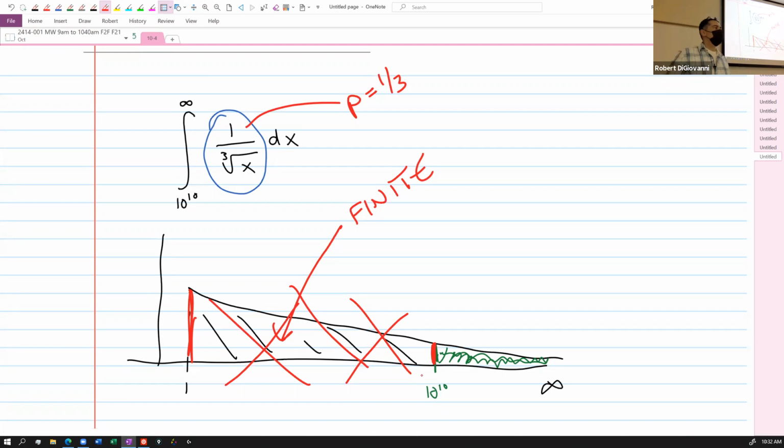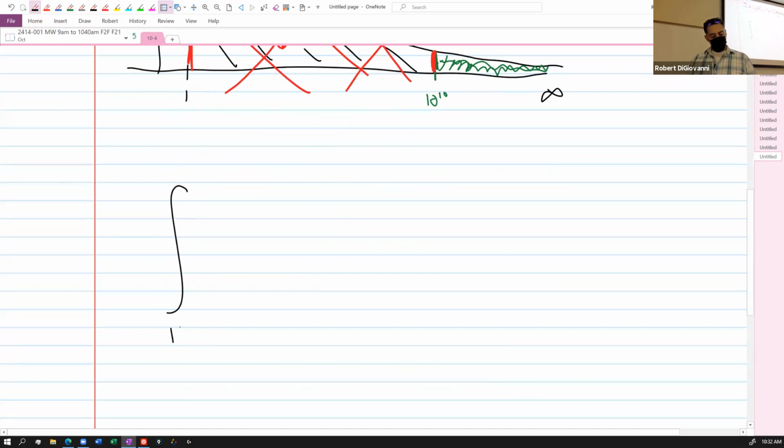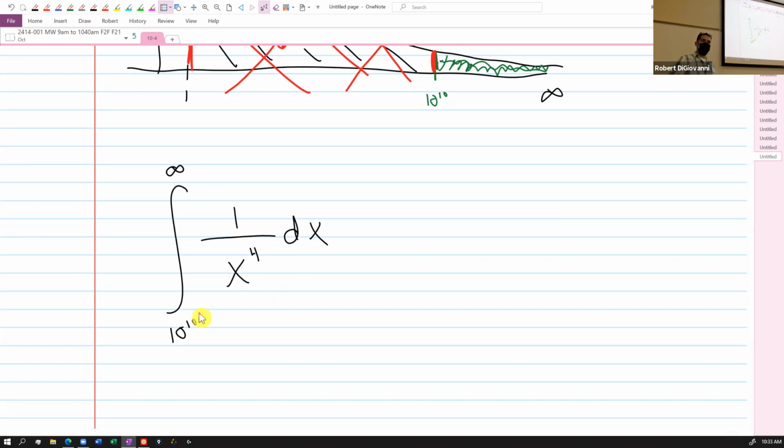Would it work the same way if it was convergent? In other words, if I asked you to do the integral from 10 to infinity of 1 over x to the 4th. This is convergent, isn't it? Which means the area is finite. And you're going to take out a piece, right? That piece is finite. So if you take out a finite number from a finite number, you should still have a finite number, right? So this will still converge.